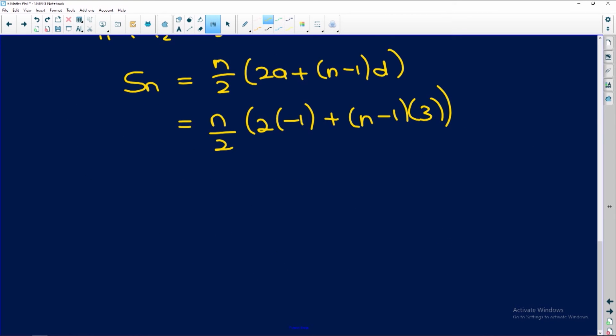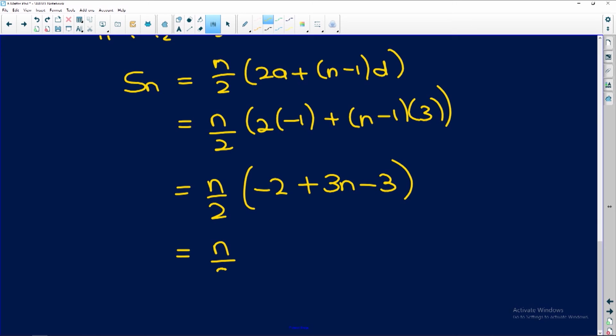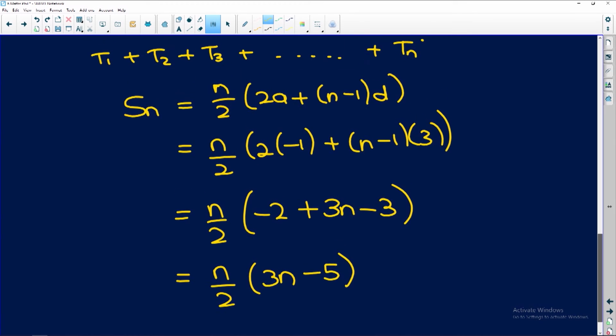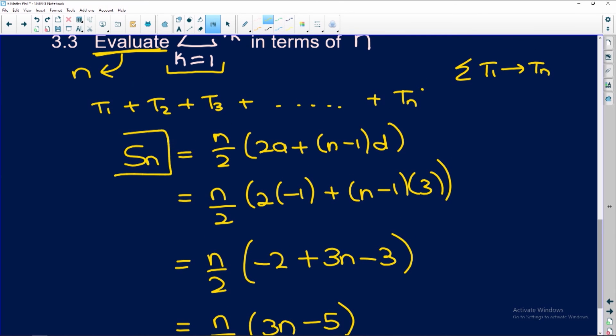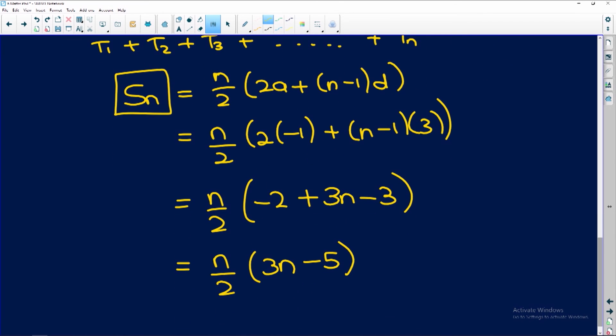So if we keep going, n over 2. 2 multiplied by negative 1 is negative 2, plus 3n minus 3. So we are going to get n over 2 into 3n minus 2 minus 3, which is minus 5. They are saying that the sum to n terms is given by this formula. If they said find the sum to term number 10, you could just put 10 in wherever you see an n, and that will give you the sum from term 1 all the way to term 10.